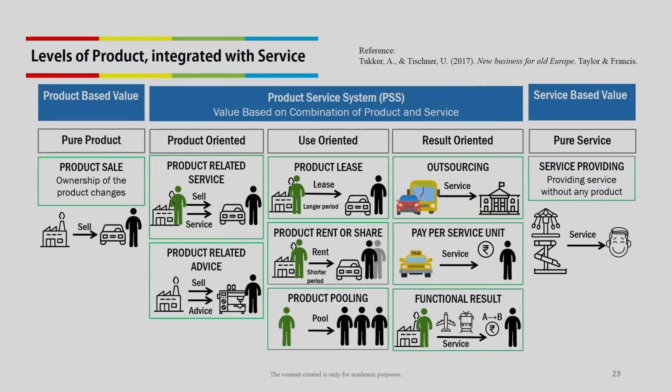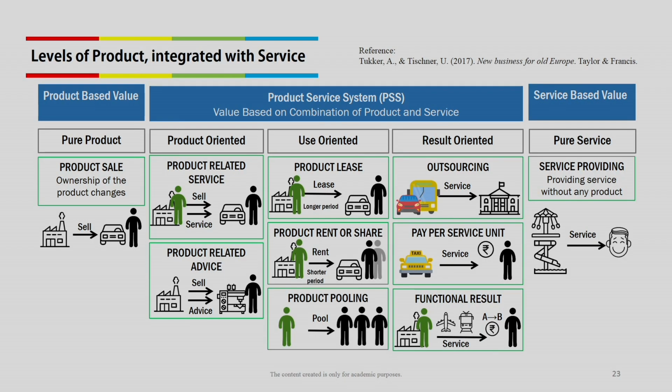Now, we will discuss about the levels of product integrated with services. So, there are 3 levels. One is product based value, second is product, service and system, where products will be involved and also service will come along with the product. And the third level is pure service. In the product based value, it is pure product. For example, when you are buying a car, you are going to the dealer and you are buying this car. So, ownership of the product is changing.